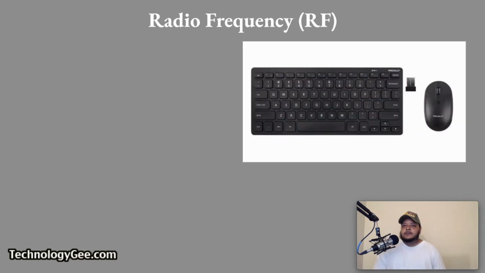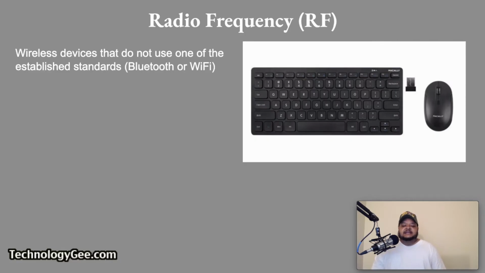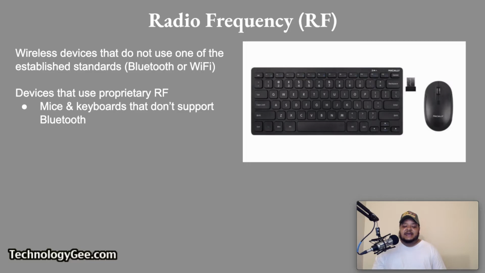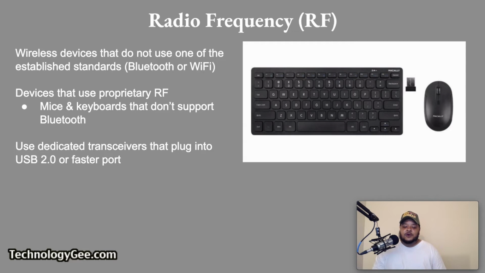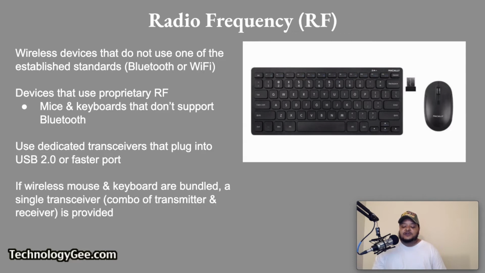All right, let's move on and talk about radio frequency, also known as RF. So radio frequency is a general term for wireless devices that do not use one of the established standards, that of Bluetooth or wireless internet, also known as Wi-Fi. The major devices that use proprietary RF interfacing are mice and keyboards that do not support Bluetooth. Most of these devices use dedicated transceivers that plug into a USB 2.0 or faster port. If a wireless mouse and keyboard are bundled together, a single transceiver, which is a combo of a transmitter and a receiver, is provided for both devices.